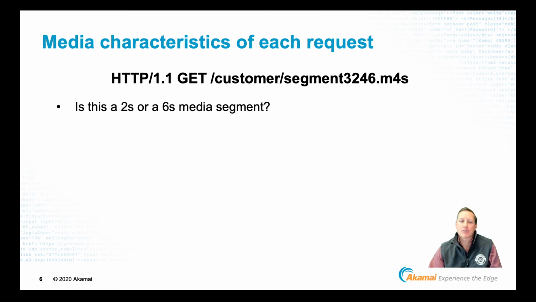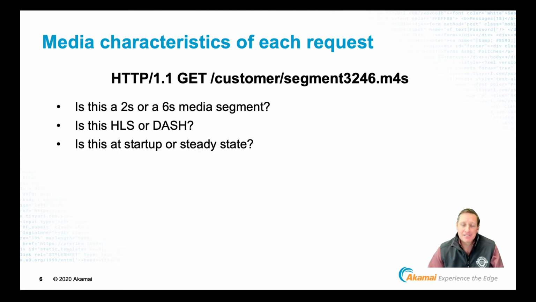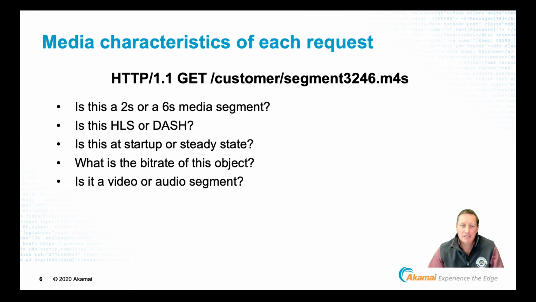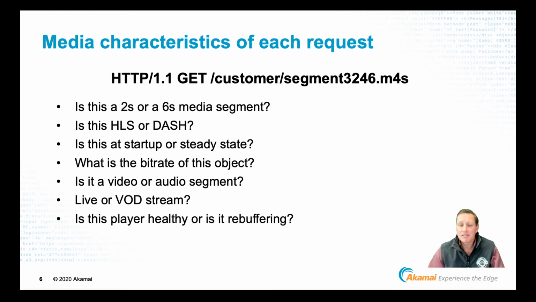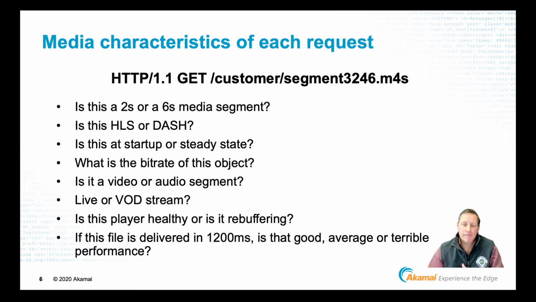I will challenge you then to answer these questions. Is this a 2-second or a 6-second media segment? Is this HLS or DASH? Is this player at startup or is it at steady state with a 30-second buffer? What is the bitrate of this object being requested? Is this a video segment or an audio segment? Is it a live stream or a VOD stream? Is this player healthy or is it rebuffering? And if we as a CDN spend 1,200 milliseconds delivering this segment, are we doing a good job, an average job, or a terrible job? We just can't tell by looking at CDN logs alone.